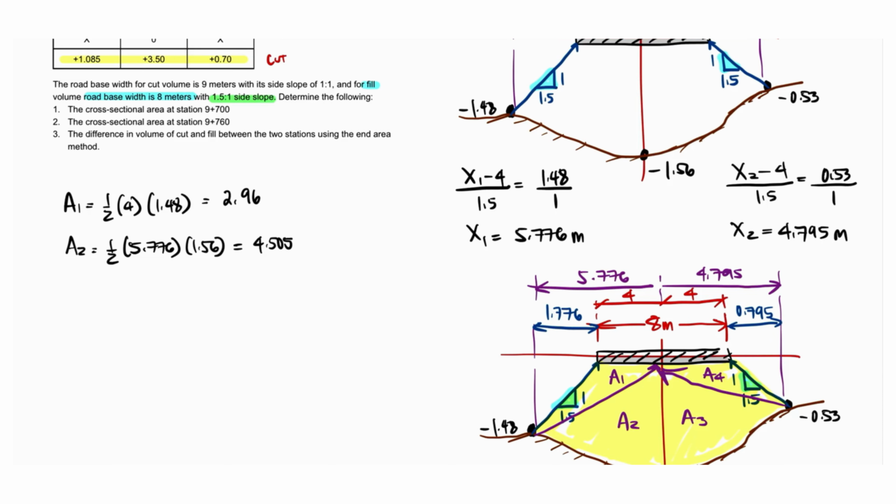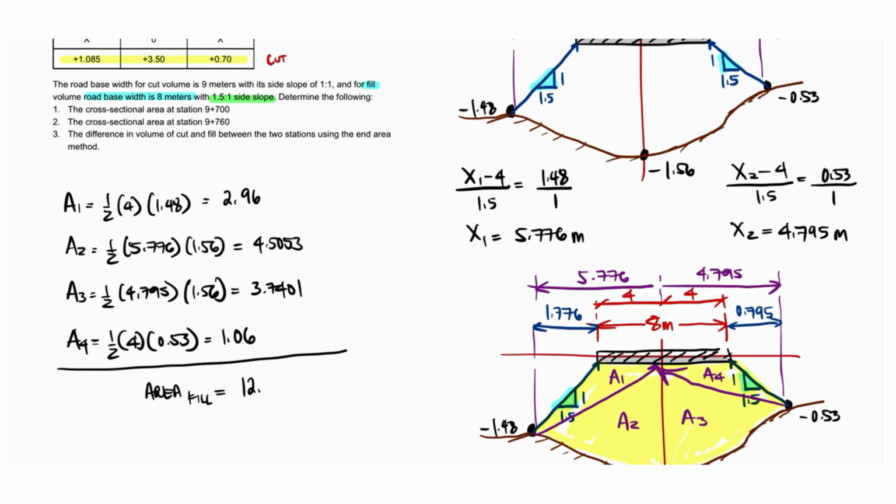We obtain 4.5053. Then for A3, it is equal to 1/2 times the base 4.795, times height 1.56. We obtain 3.7401. And solving A4, it is equal to 1/2 times its base 4, times the height 0.53. We obtain 1.06. Adding all the segmented areas, we obtain a total cross-sectional area of 12.2654 square meters. And therefore, the answer for the first requirement, the cross-sectional area at station 9 plus 700, is 12.2654 square meters.